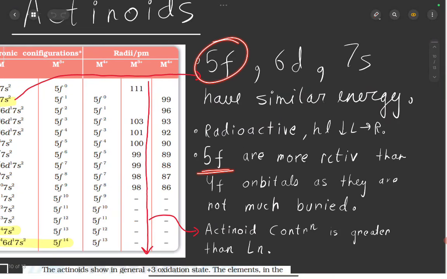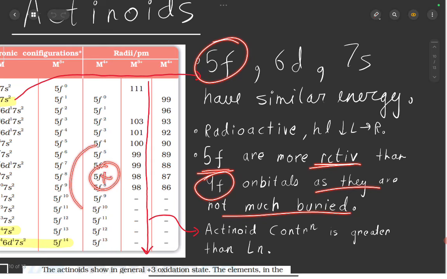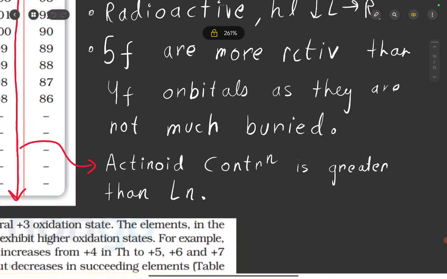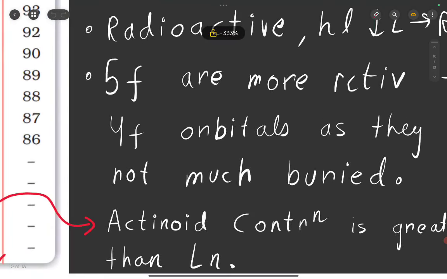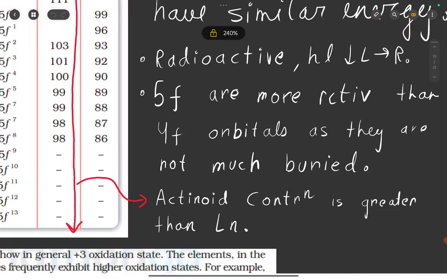Now the 5f shell is more reactive than the 4f shell because it is not buried that deep inside the atom. Remember this as a fact, they can ask. And actinoid contraction is greater than lanthanoid contraction because the 5f shells are even worse at shielding than the 4f shells. Keep that in mind.